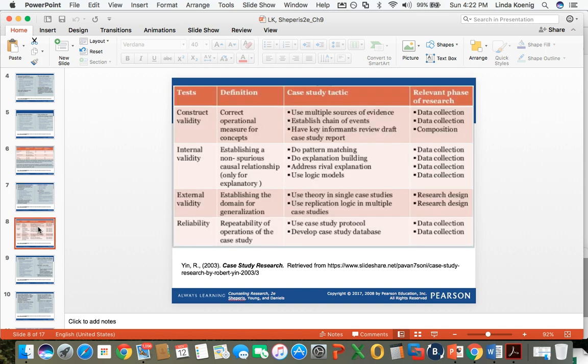All right. In this slide are case study tactics. We want to look at the different things that we would need to do to make sure that our research was valid and reliable. And this is what we use whenever we're looking at case studies.